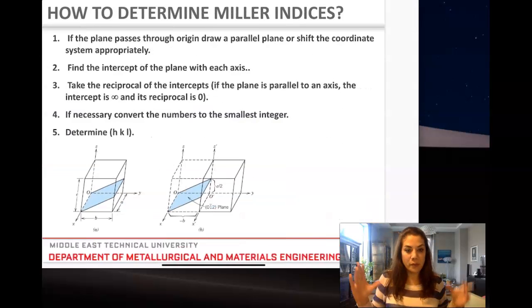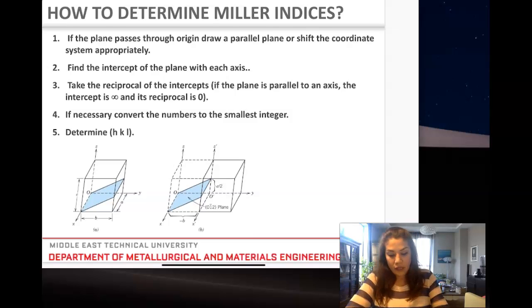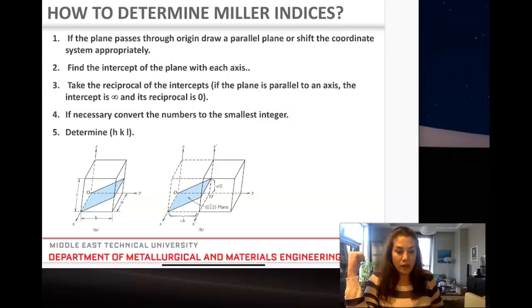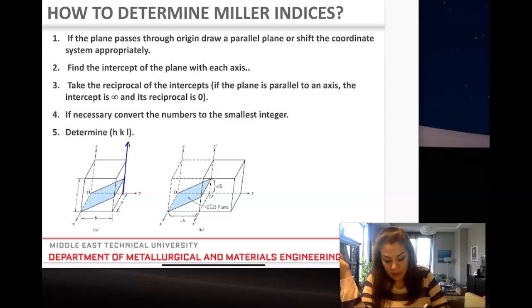How do we determine a certain specific plane in a given unit cell? First of all, if the plane looks like this in this example, in other words, it is passing through the origin that we picked as a three-axis XYZ system, there is this origin O, and this plane is passing through the origin. The first thing you need to do is move the origin to the next corner, or you move the plane to the next unit cell. Why? Because in real life, this unit cell is repeating itself in X, Y, Z dimensions. So there's no worry when we move the XYZ axis system to the next door. This is exactly what we do.